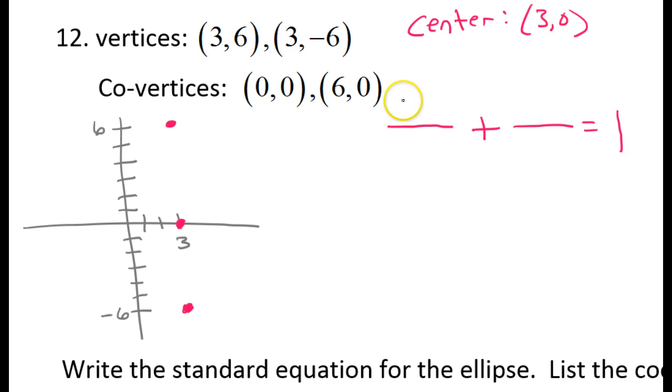Okay, because of the 3, I'm going to have (x minus 3) squared. I do the opposite sign. Because of the 0, nothing is being added or subtracted from the y. So I'll just put y squared.